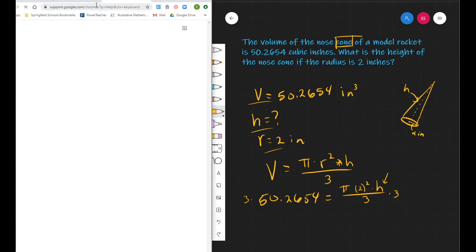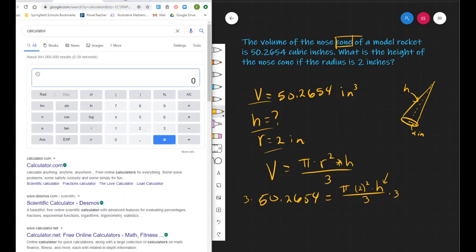We grab our handy dandy little calculator and we say, all right, 50.2654, and now we are going to multiply that by 3. That gives us 150.7962 equals pi times 2 squared. 2 times 2 is going to be 4 times h.